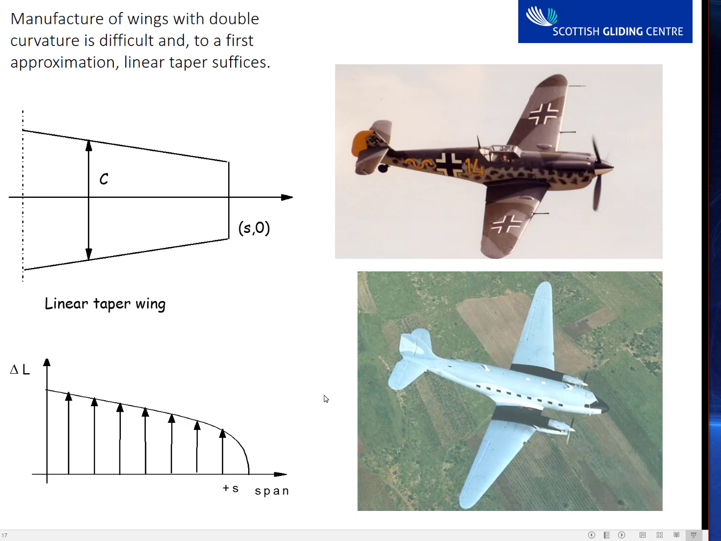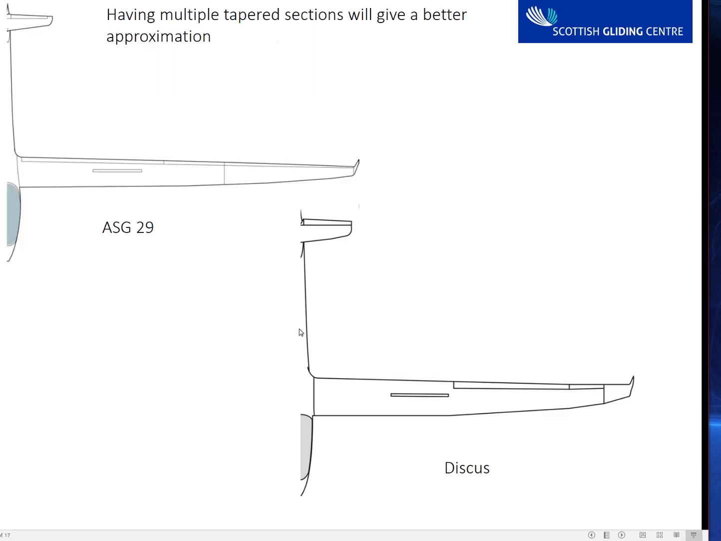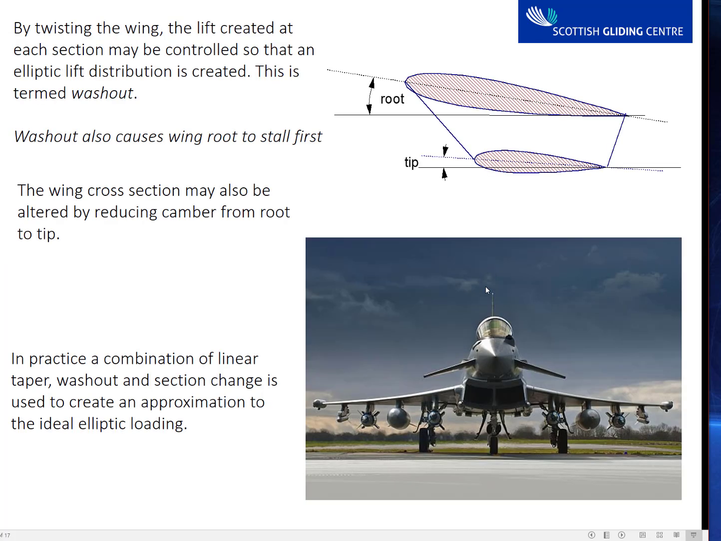And that's why we see most aircraft wings have taper. And the reason they have taper is to minimize this induced drag. If we look at gliders, they have taper. Quite often they have taper in a number of sections. And these tapering sections, again, try and mimic that elliptic lift distribution.